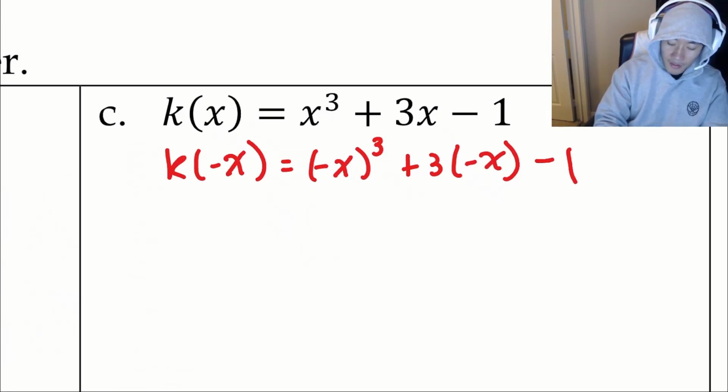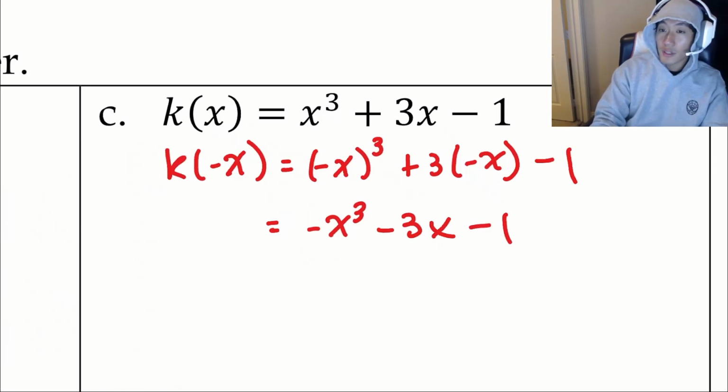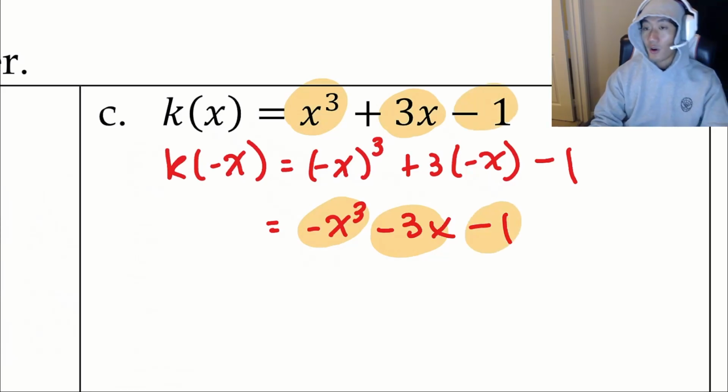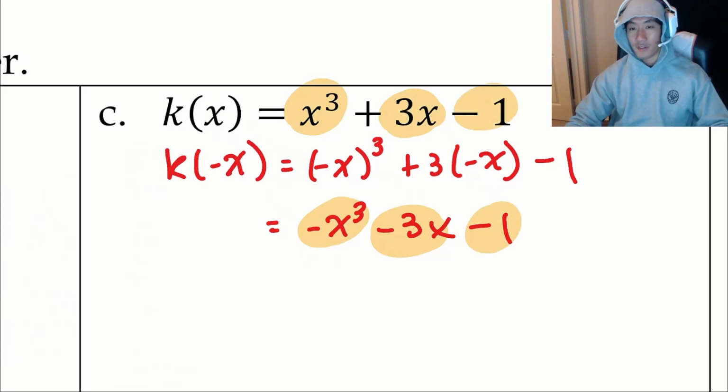If I simplify this, I get -x cubed minus 3x minus 1. And it was really close to being an odd function, right? If you look, this sign changed from positive to negative. This one went from positive to negative. But this one, not so much, right? The whole function must flip signs for it to be an odd function.